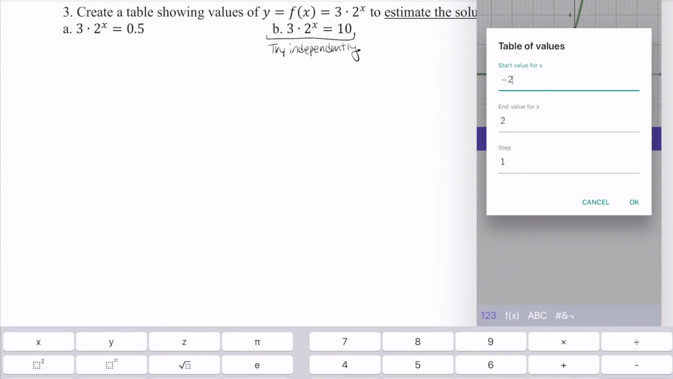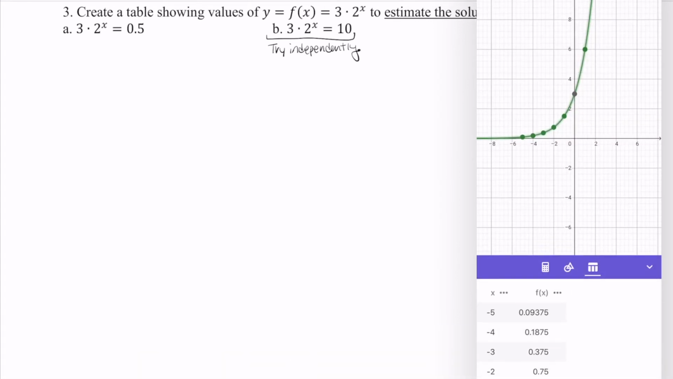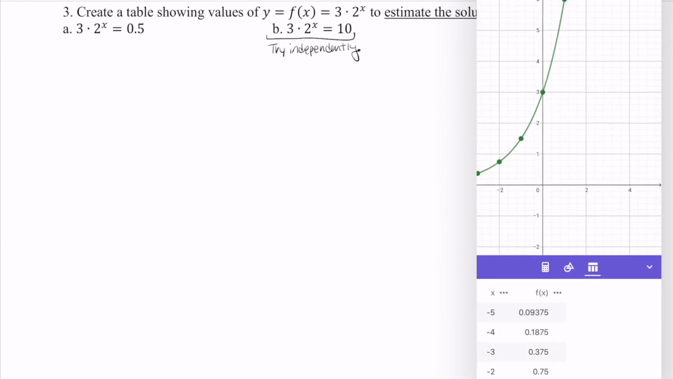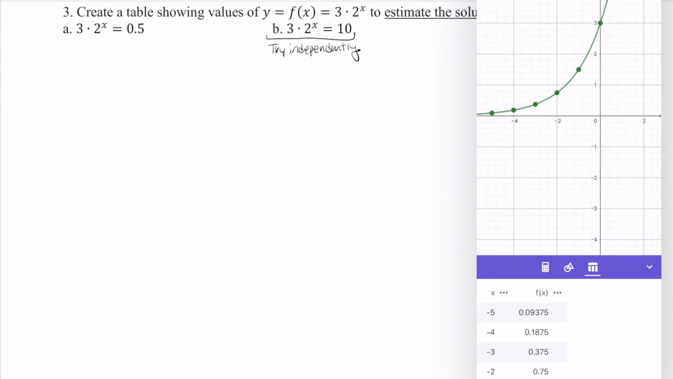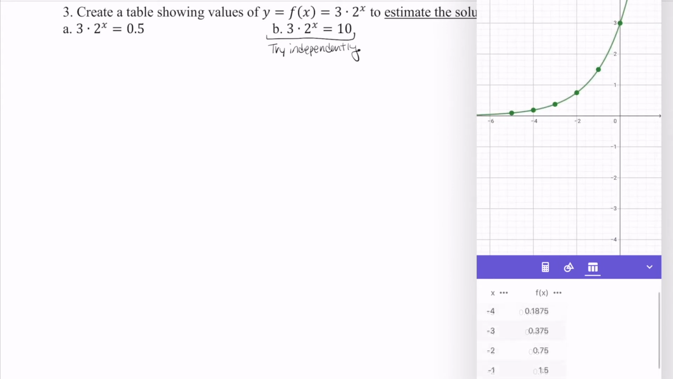And I'm going to say specify my starting value at -5. I'm going to go to +5, and I'm going to step by ones just to get an idea of what's happening. And what's lovely here is GeoGebra will show you all these points. Isn't that great? Now what we can see is somewhere between -3 and -2, we have +1/2.